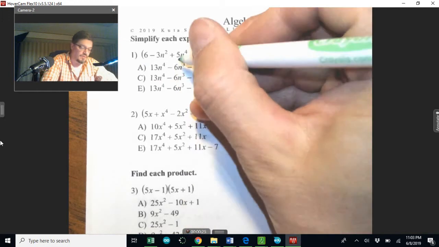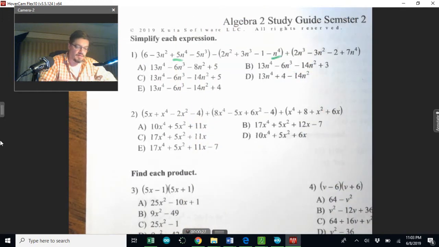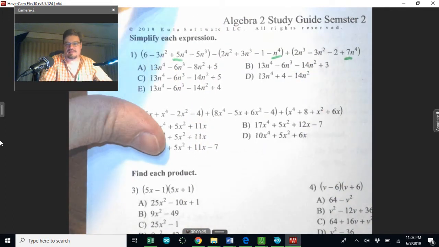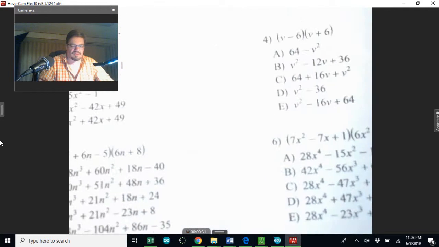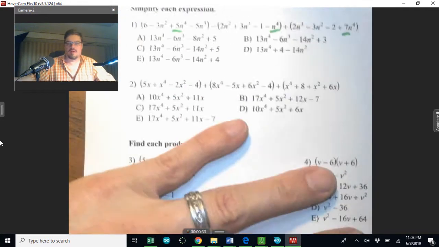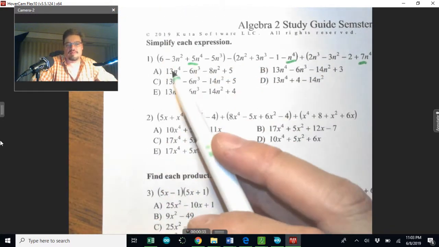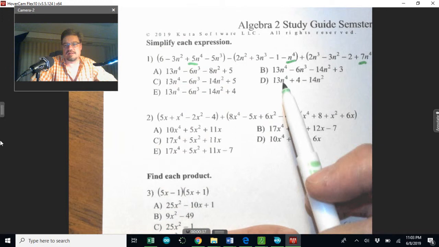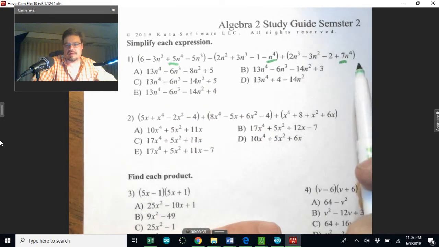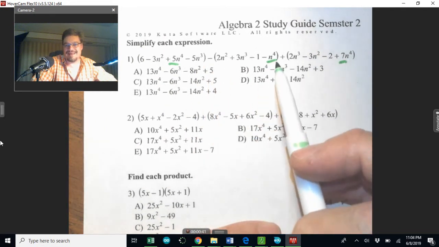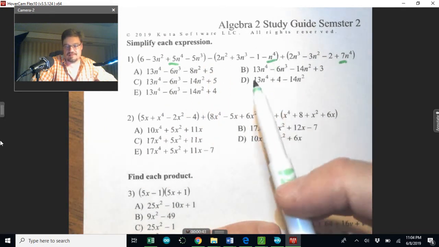So this guy would get one underline, this guy would get another. That 7n to the 4 would get another, and so on and so forth. And I could keep doing that. Alright, but you can notice here in the multiple choice that 13n over 4 is clearly the answer. And you can add that up. You're going to get 12, and then minus a negative would be a positive n to the 4th.